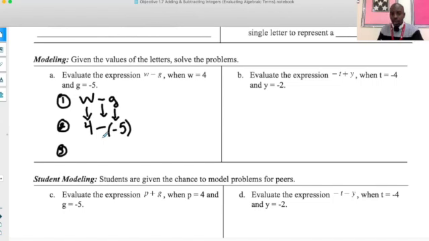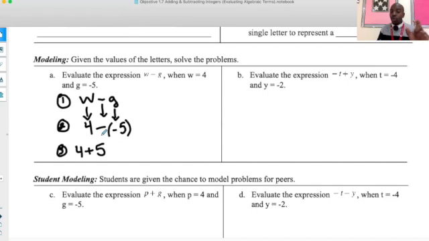But in this case, we're going to do keep, change, change, which means we're going to keep the first number as a +4, change that minus sign to a plus sign, and then we're going to change this -5 to a +5. So what we end up getting is 4 plus 5, when originally it was 4 minus a -5.